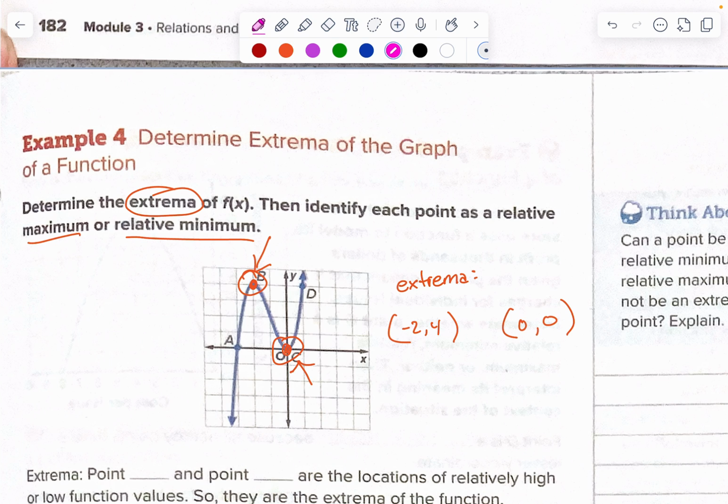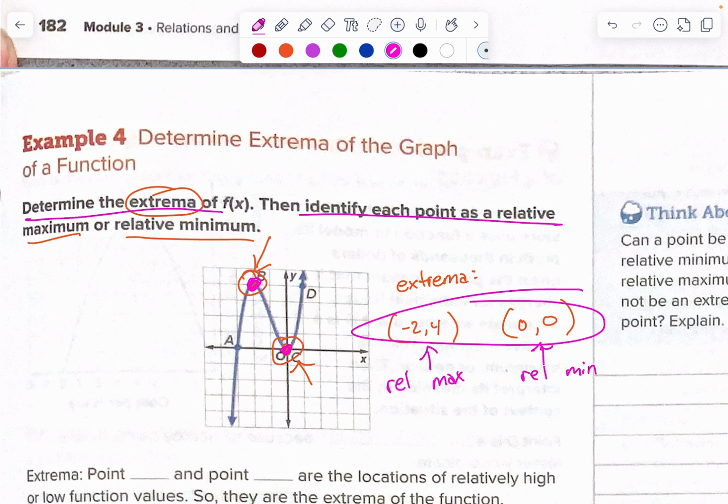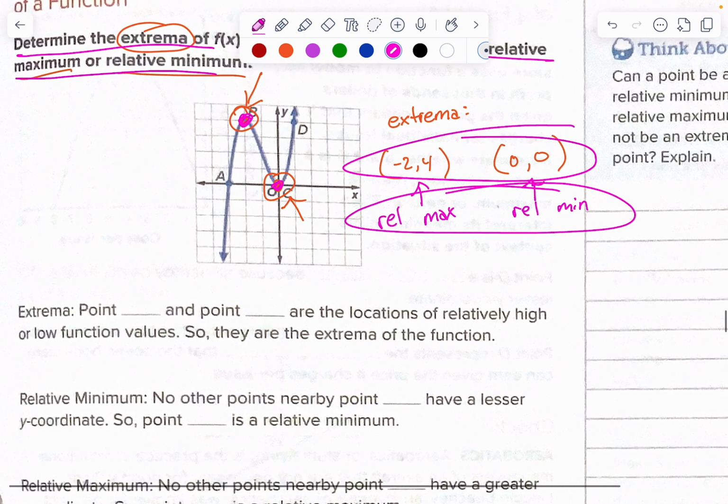Now I'm going to label them. This one is a high point, so it is a relative max. This one is a relative min. It is a low point on my graph. It says determine the extrema, that's these 2, and identify each point as a relative max or min. That's this point right here. So I've answered both parts of the question. So there is how that works.